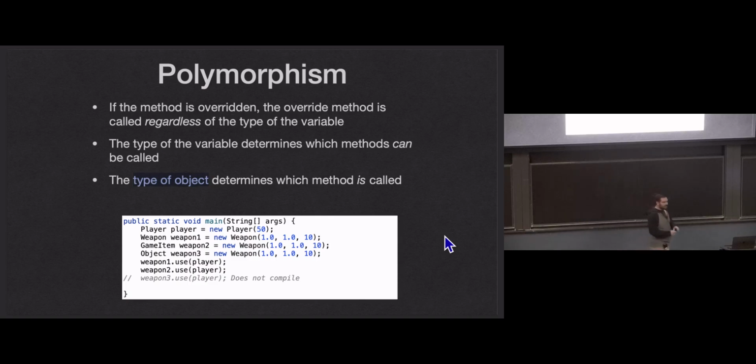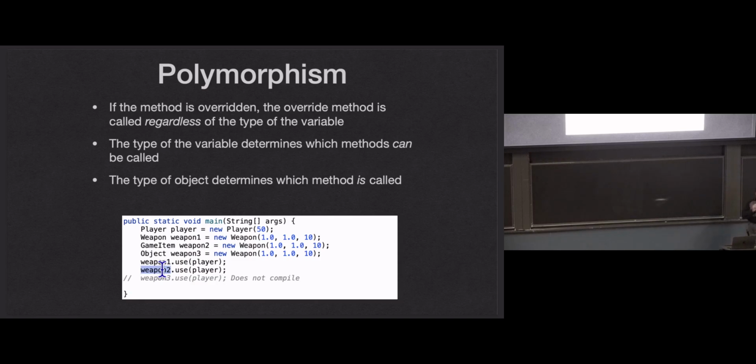What does that mean? The type of the variable, that's what we're talking about here. We can only call methods known to the variable type. But when the method is actually called, we go to the type of the actual object on the heap and ask it, hey, what do you do when the use method is called? So for weapon1, that's straightforward, the variable type and the object type match. So it's what we've always done. We go to the object, we go to the weapon class, and then look for the use method and see that it's overridden.